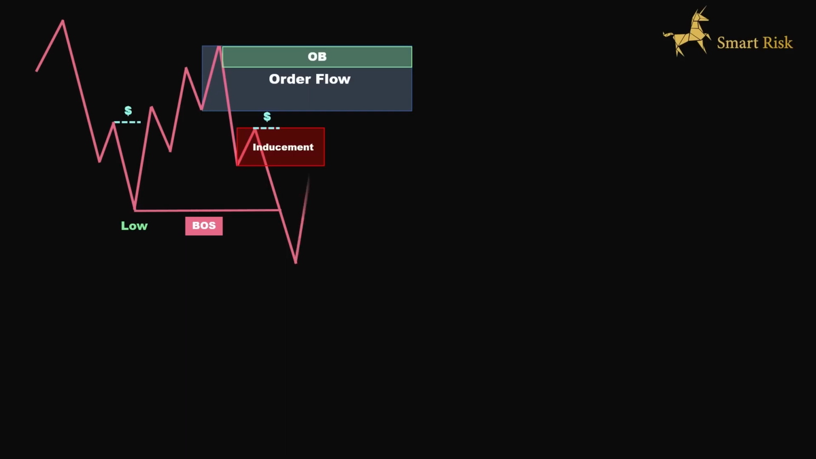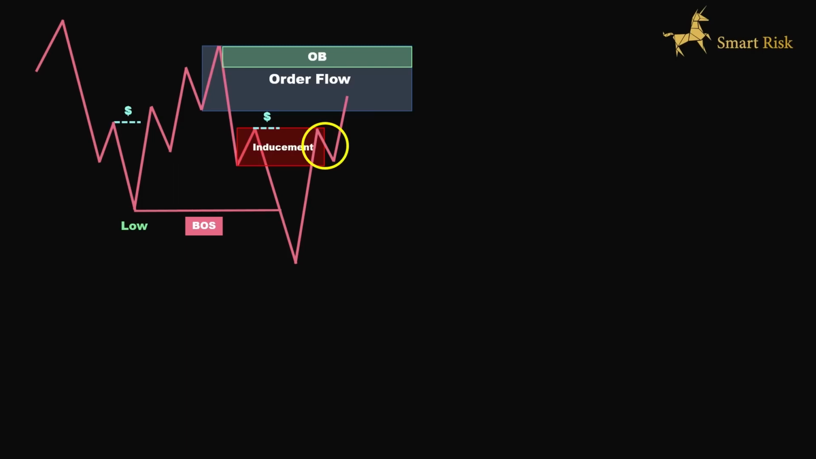In the following, the price retraced back to the inducement zone and showed a tiny pullback before suddenly pushing upwards, hitting the stop loss of traders who had entered the market by selling in the inducement zone. After taking the liquidity, the price continued its upward movement until it reached the order flow zone.